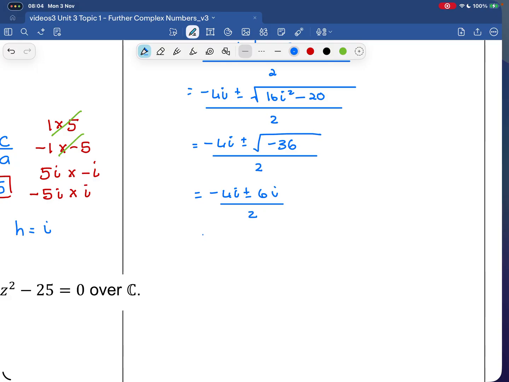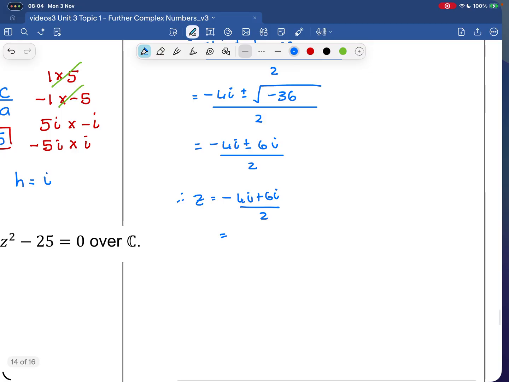over 2. And so therefore z is going to be negative 4i plus 6i over 2, which is going to be 2i over 2, which is just i, or z is negative 4i minus 6i over 2, which is negative 10i over 2, which is negative 5i.